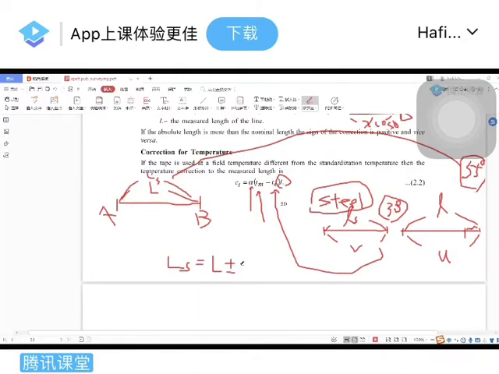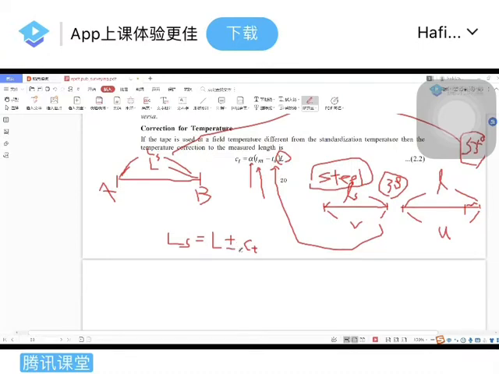You use a minus. Of course, this is the correct one. This stands for the temperature correction. Okay, so let me emphasize.